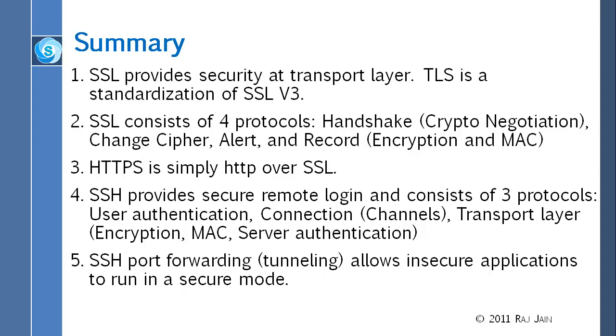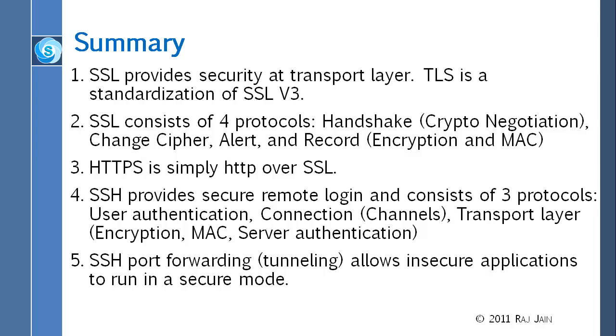It had 4 protocols: handshake for negotiation of the crypto, change cipher. Anybody remembers what change cipher was for? So just one byte command. It simply says, let's use it now. Then the alert protocol, clearly for error conditions and any other conditions which happen during the communication. And the main protocol is record protocol, which does the encryption and message authentication. So HTTPS is simply HTTP over SSL, so there is nothing special about it. It's just a new protocol port number.